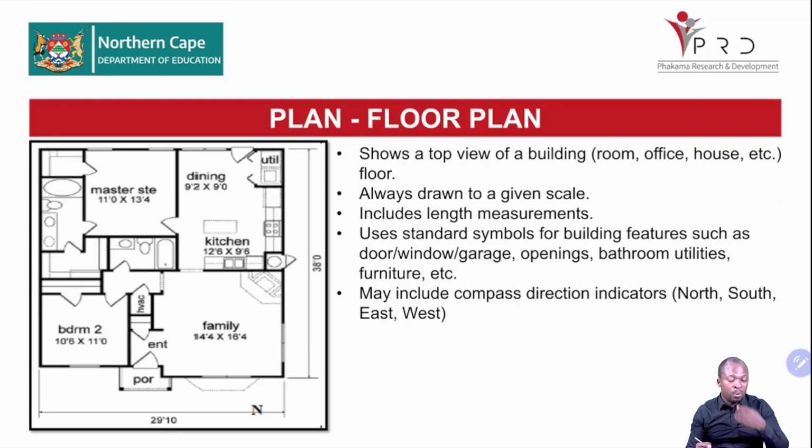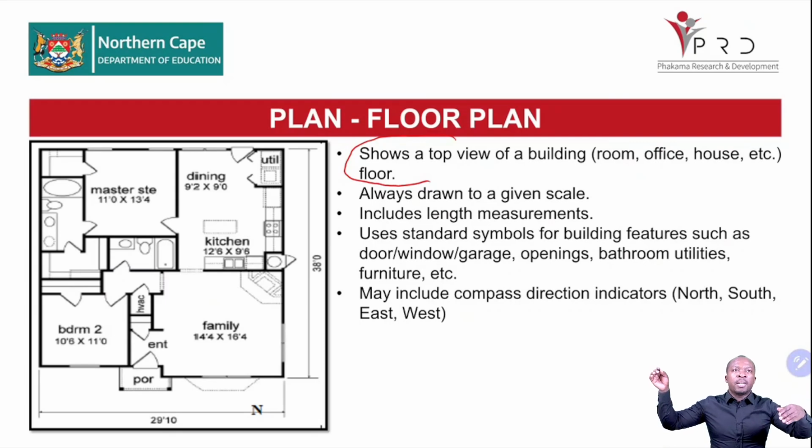How about if you are given a floor plan? So in the floor plan, you should know that we are having symbols for doors, for windows, for tables, for bed, for couch, and so on. But first, what is the floor plan? Because you are going to be asked that question. A floor plan shows the top view of a building. Okay? A floor plan shows the view of a building as if you are looking at it from the top without the roof. That is what you call a floor plan.